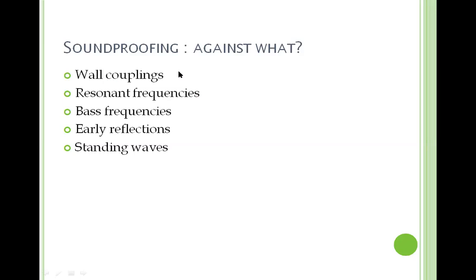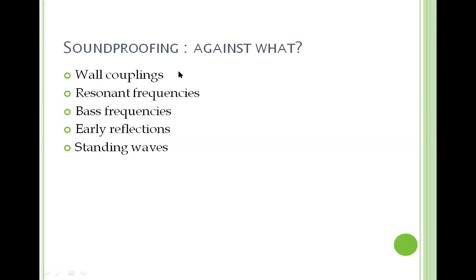To have the soundproofing, we should provide this soundproofing against wall couplings, against resonant frequencies, against bass frequencies, against early reflections, and against standing waves. In short, a question may be asked: what is to be taken care of while constructing a commercial studio, or what are the methods of soundproofing, and what care should be taken when converting a room into a studio?